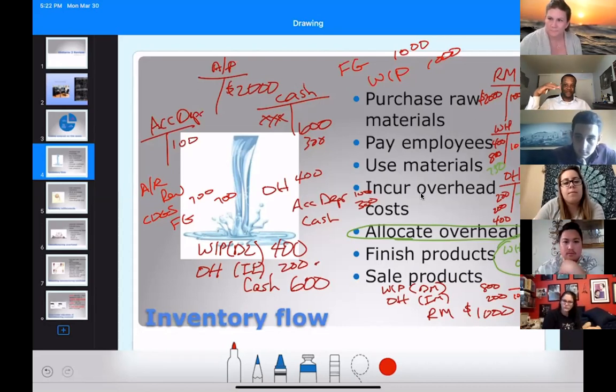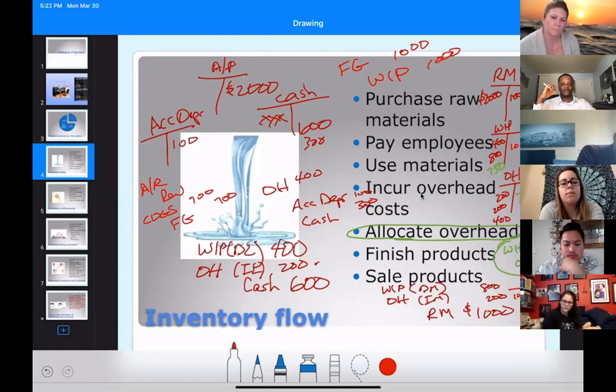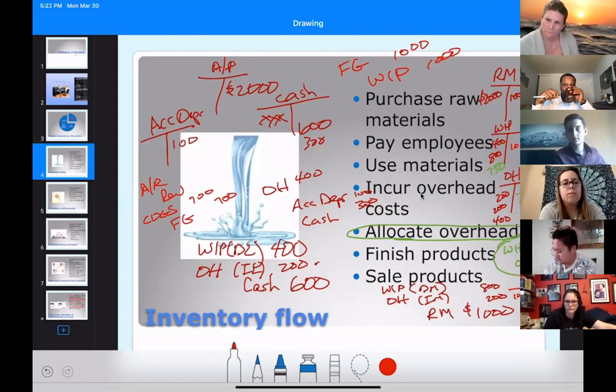The cash is not debited. It could, if we sold it for cash, it would be a debit to cash. If we sold it on account, it'd be a debit to accounts receivable.